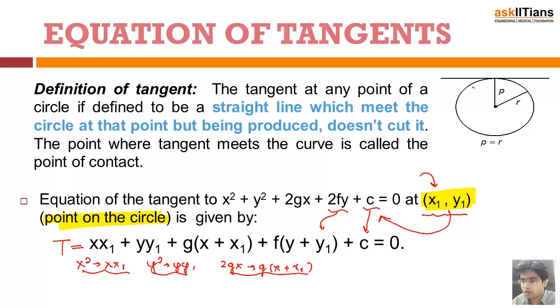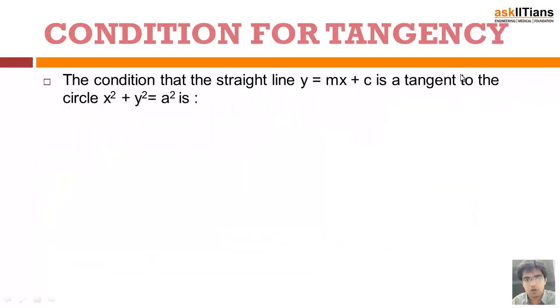Now, if the point is on the circle, that means it is this one point, so only one tangent can be drawn. If there is this point, then only one line can pass through here. I'll tell you how. So we'll come to the condition of tangency.